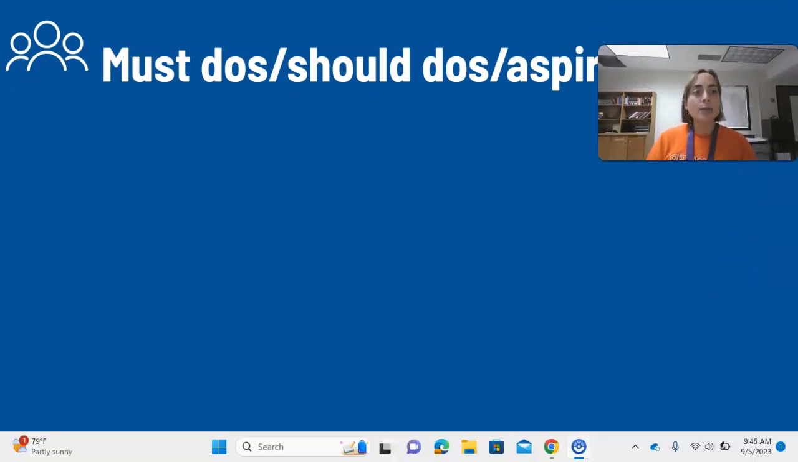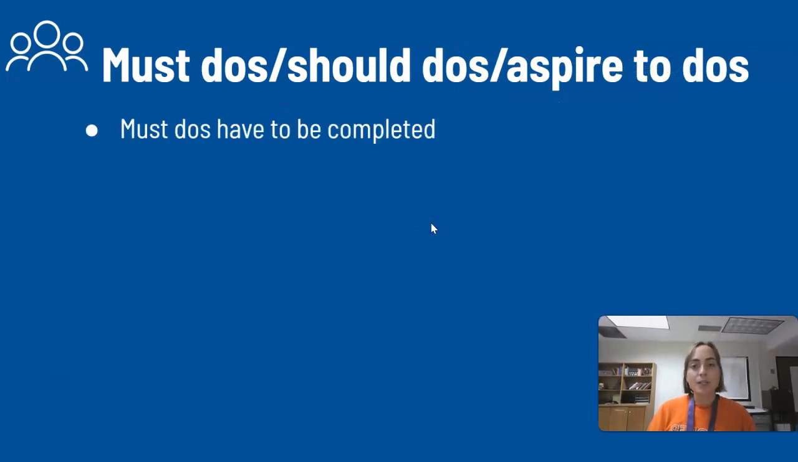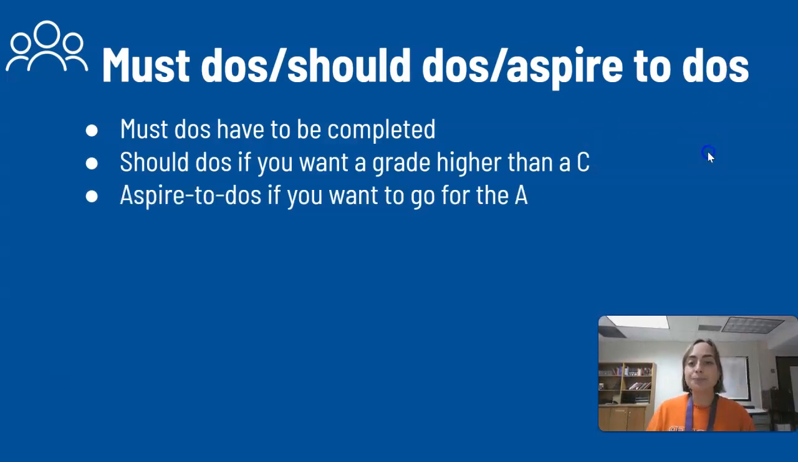I now want to talk a little bit about must do, should do, and aspire to do. So each lesson in Modern Classroom is going to have these 3 components to it. Must-dos are parts of the lesson that you have to complete. So you have to do all of the must-dos in each lesson before you can take the mastery check. Should-dos are activities that you should do if you want a grade higher than a C. So should-dos are things that are going to give you a little more practice and extend your learning.